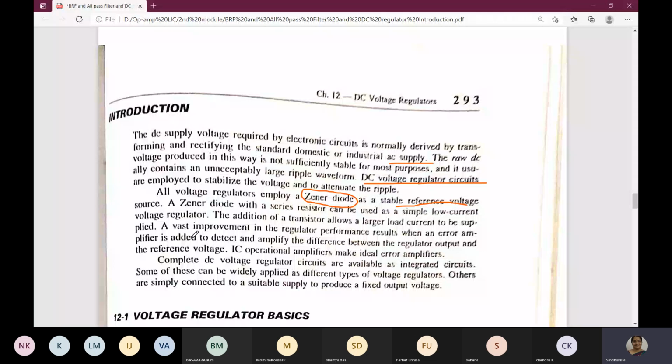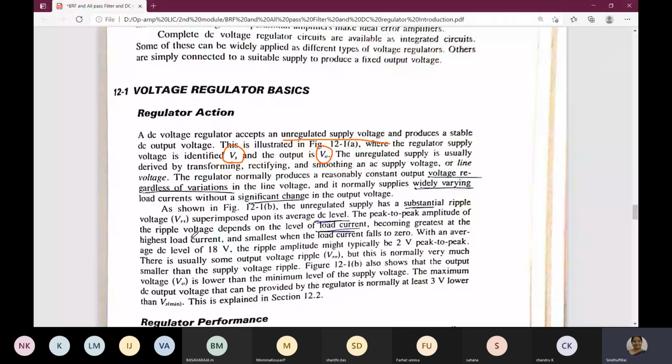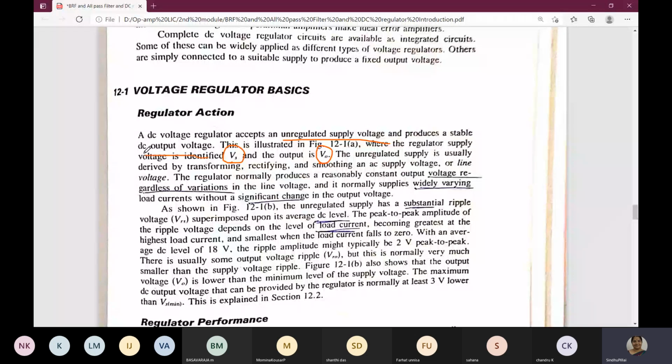So first we will go with the voltage regulator basics. To know what it is, a DC voltage regulator accepts an unregulated supply voltage, okay, unregulated, it is not regulated, and produces a stable DC output voltage. It will take an unregulated supply voltage, which will be AC only, and then we'll get a DC output voltage.